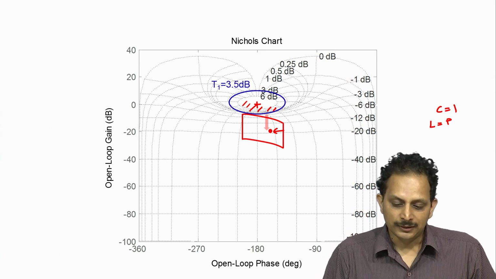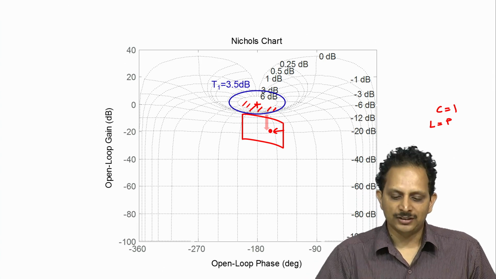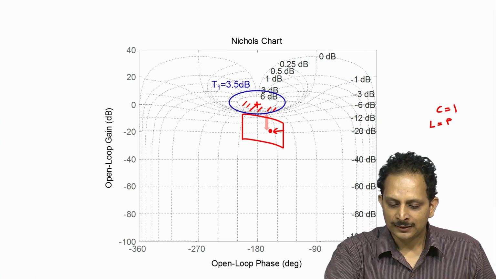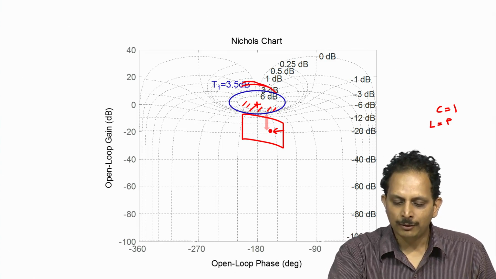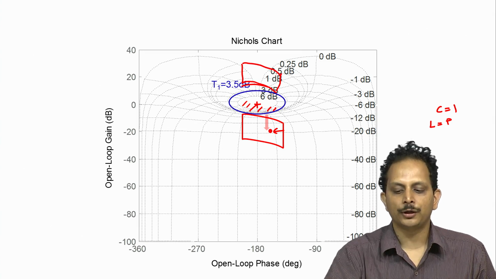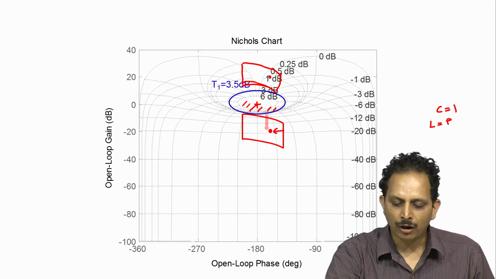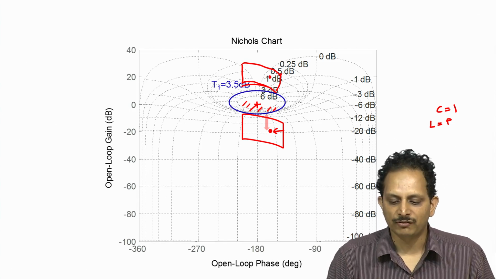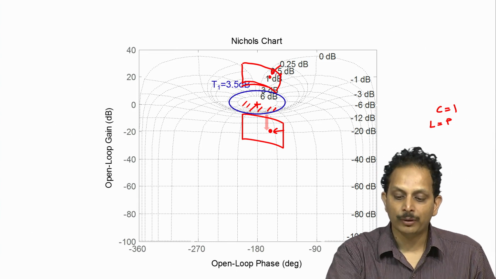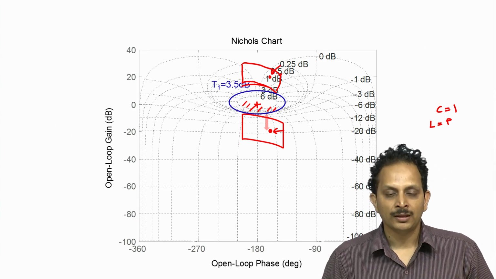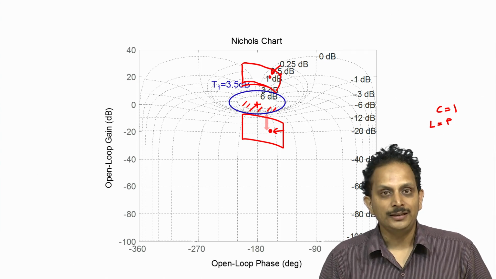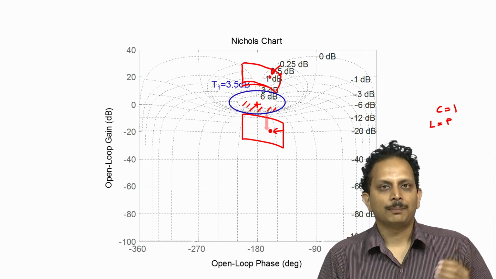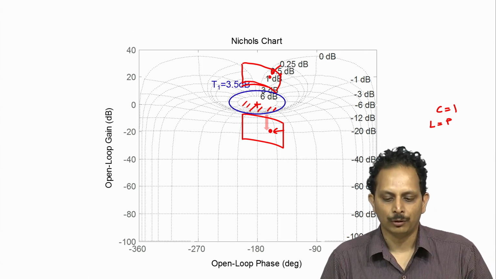Now if you were to use a controller that amplifies the gain, then we need to choose such a gain for the controller that the plant template will be somewhere higher up here in this particular manner, and once again no part of the plant template will be inside the contour T1 is equal to 3.5 dB. So in that case this will be the location at which the loop gain has to lie in order for it to satisfy the stability specification for all possible combinations of the plant's gain and its pole location.